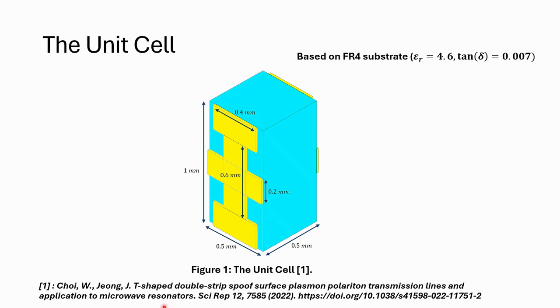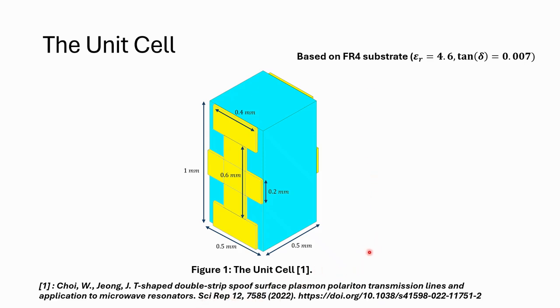So this is the unit cell that we're going to be designing. It is based on an FR4 substrate where the relative permittivity is about 4.6 and the loss tangent is 0.007. It is based on the following paper that we see in the reference.